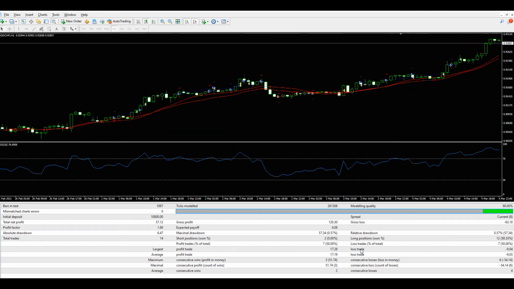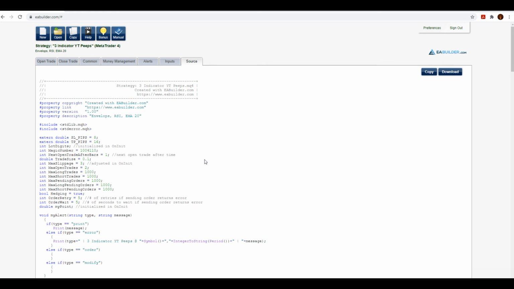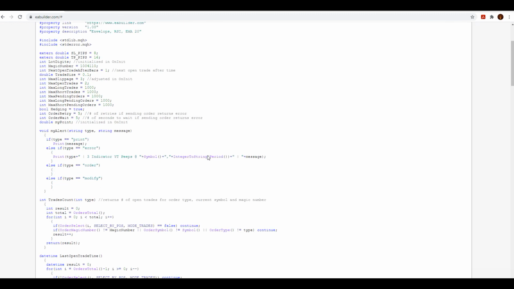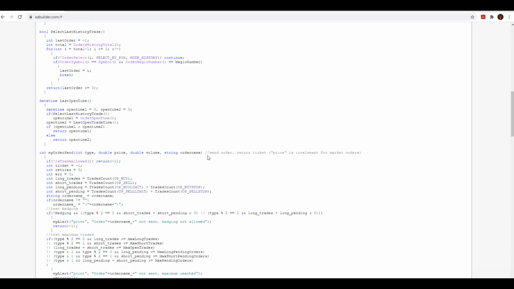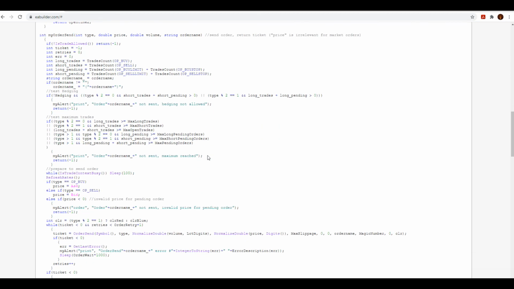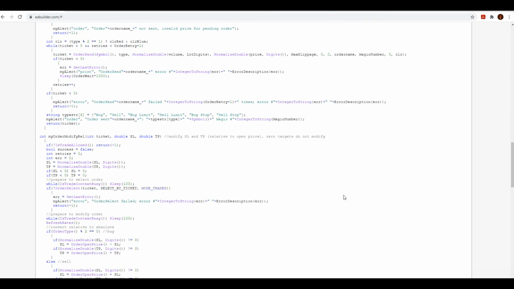So there you have it. Let me see here, make sure, yeah, that worked as well. So there you guys have it, the Expert Advisor, and this is the EA Builder application that we used, and you can trade this manually, but be sure to trade at your own risk. And this is the code for it right here on the screen.